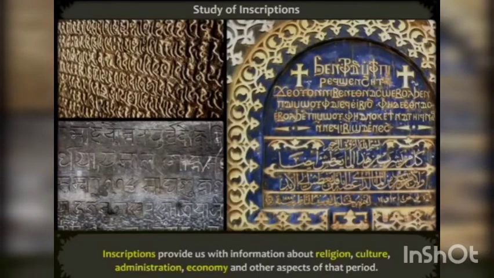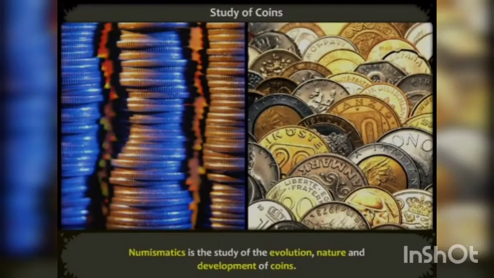Next, let us see about inscriptions. Inscriptions provide us more information about the periods. We can see inscriptions in temple walls, especially in temple walls. And then there are so many inscriptions we can find in Red Fort, Taj Mahal, and then in Ajanta Ellora Caves too. By the inscription, we came to know about their religion, culture, administration, economic things. So, we can know about all those things through which one, dears? Through inscriptions.